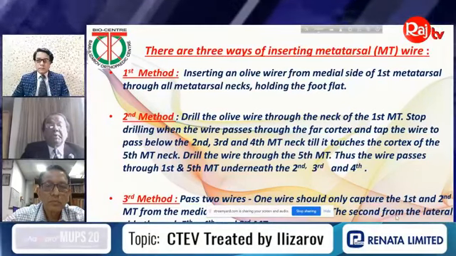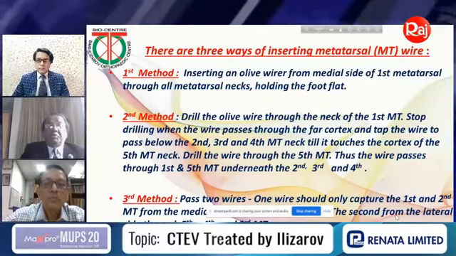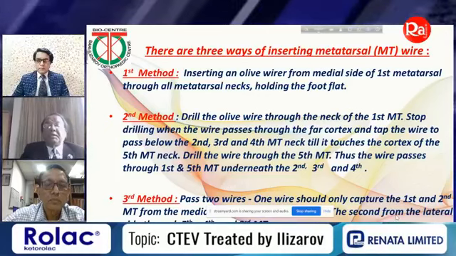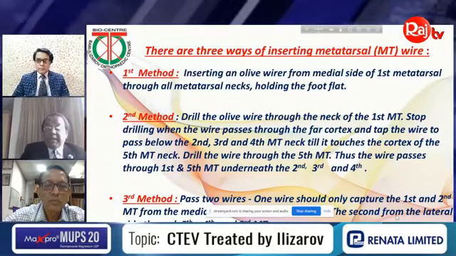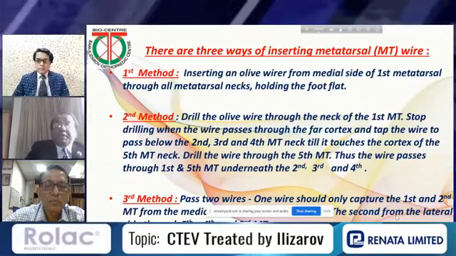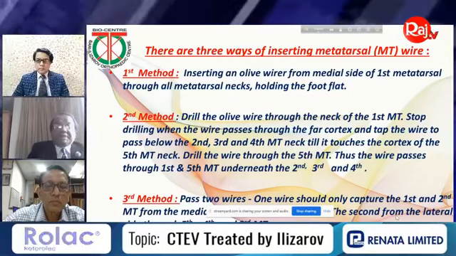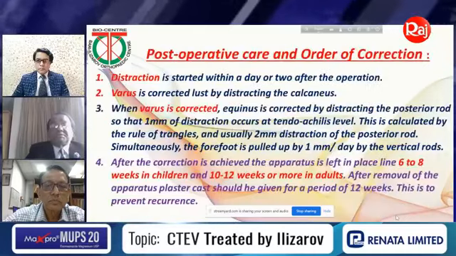Second group, you drill the olive wire through the neck of the first metatarsal and proceed. And as a result, you can go through the second, third, and fourth wires. And last one, pass two wires, one through the first and second, and ultimately fourth, fifth, and third toes, metatarsals.